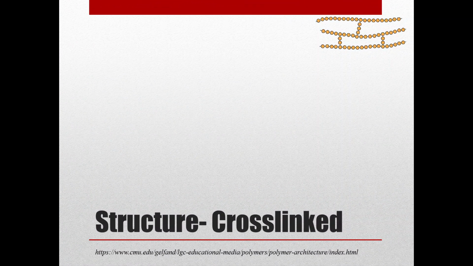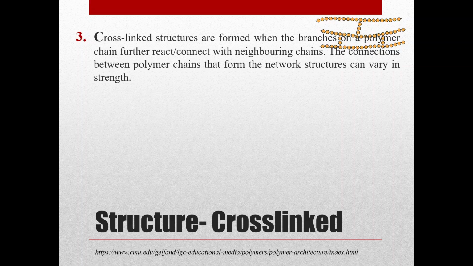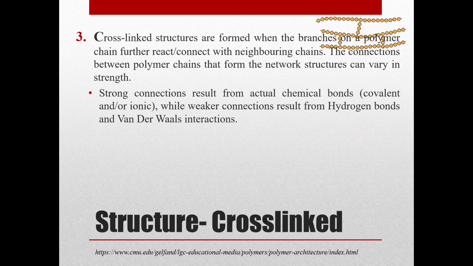So we come to the third structure, that is the cross-linked ones. Cross-linked structures are formed when the branches on a polymer chain further react, connecting with the neighboring chains. The connection between polymer chains that form the network structures can vary in strength. Strong connection results from actual chemical bonds. So if between the molecular chains one finds that they are bound by covalent or ionic bonds, then they are much stronger. While if there are connections of hydrogen bonds or van der Waals forces between the molecular chains, then they would be much weaker in nature.